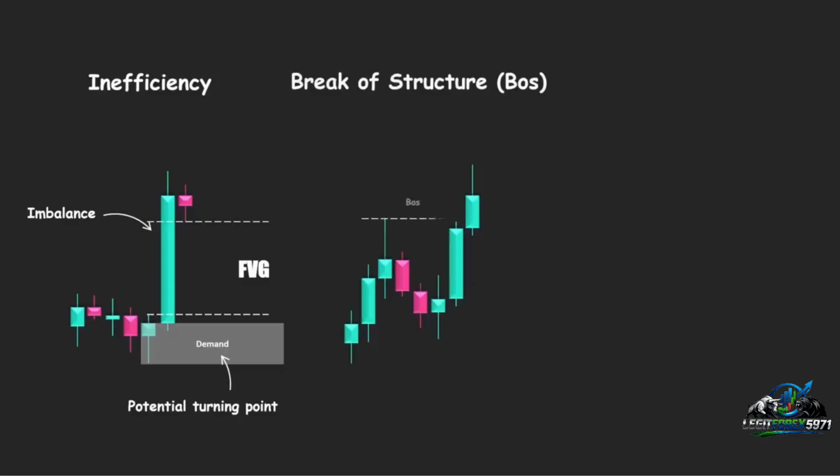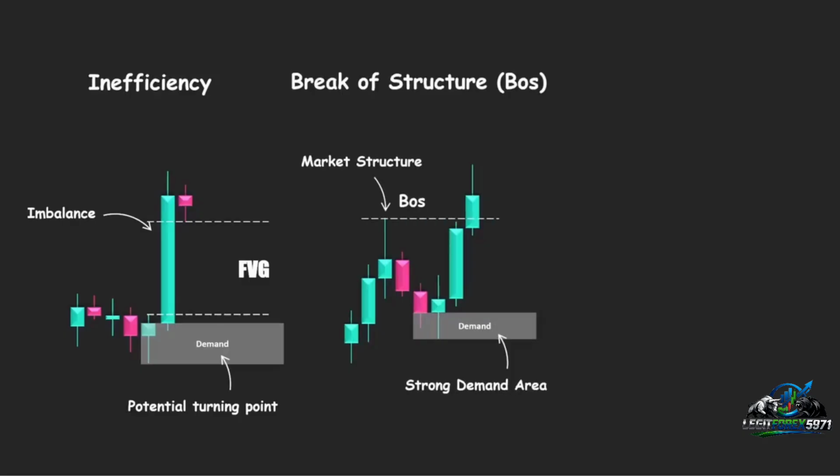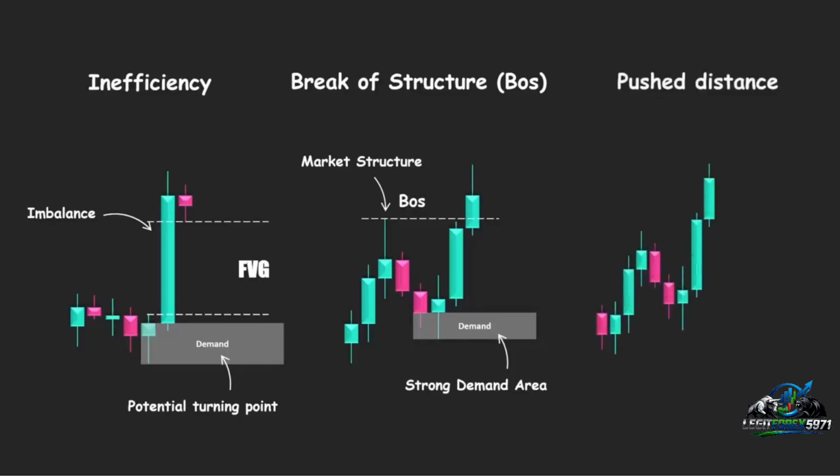Break of structure, as the name says, happens when price breaks a previous structure level to the upside or downside. This shows that the market is continuing in the same direction and that buyers or sellers are still in control, which confirms the zone as a strong continuation point. The push distance refers to how far price moves away from the zone. A larger push distance usually means a stronger rejection, making the zone more reliable.